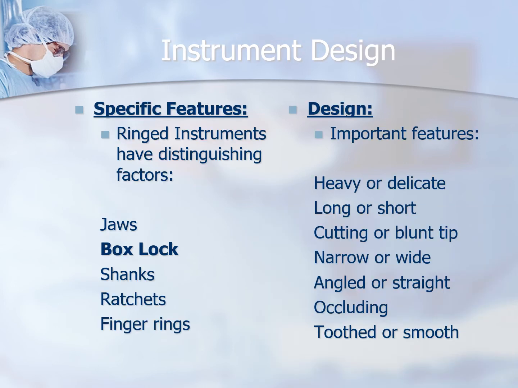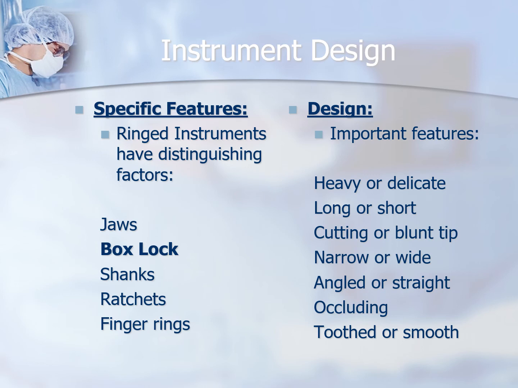As we've discussed previously, if we're talking about a ringed instrument, there are those distinguishing factors. The working part of that ringed instrument is called the jaw, and the jaw is what tells us what kind of instrument it is. Looking at the finger rings is not going to give us the distinguishing characteristics to be able to identify that instrument. The shanks are the connection between the box lock and the rings, and then the ratchets are the locking mechanism that we've looked at before.